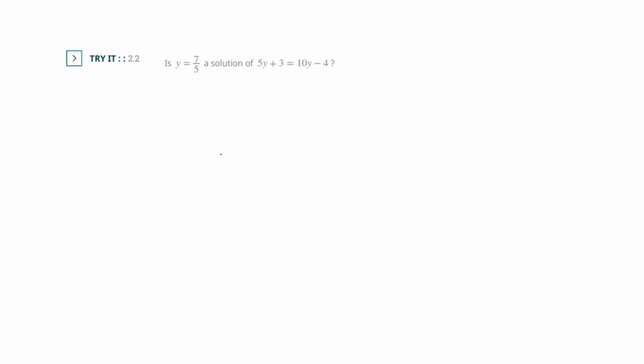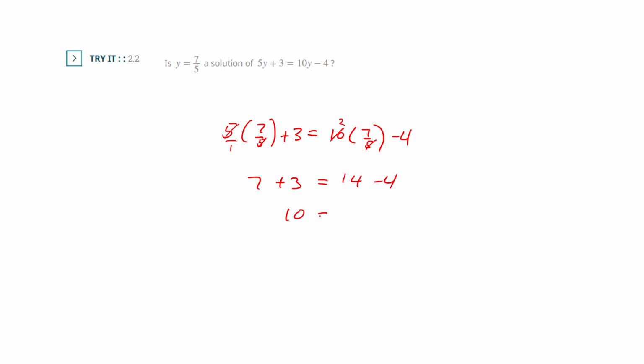Okay, pause and try this one if you'd like. Okay, remember I can cancel those, so it's really like over a 1. Gets me 7 plus 3. Over here I can cancel those, get a 2. It's like a 14. So I get 10 equals 10. That is true. So y equals 7/5. That is true for y. That is a solution.